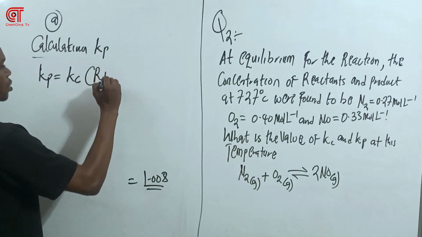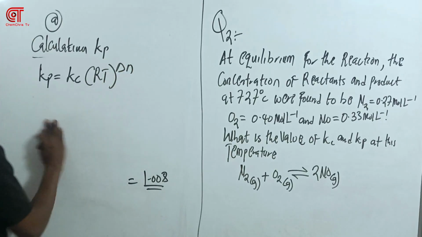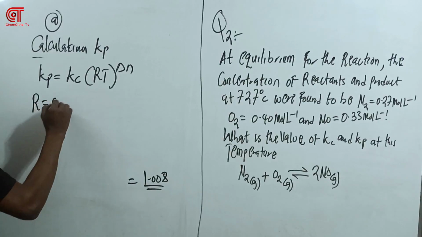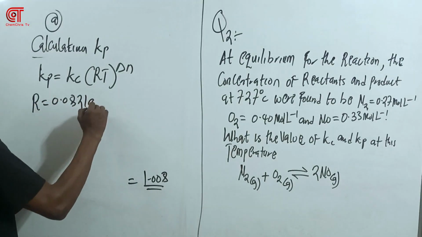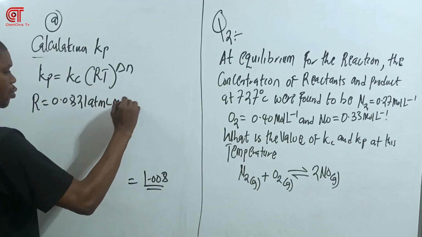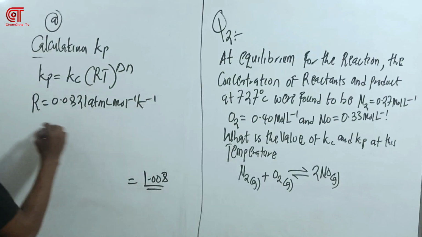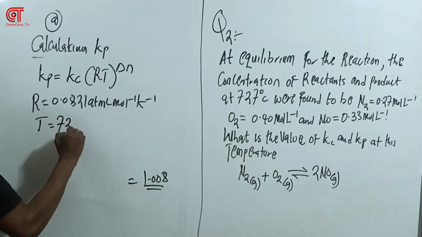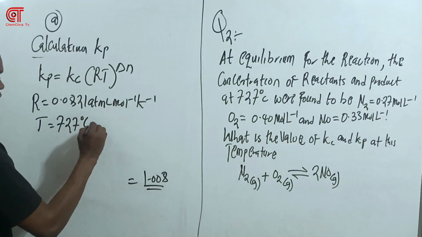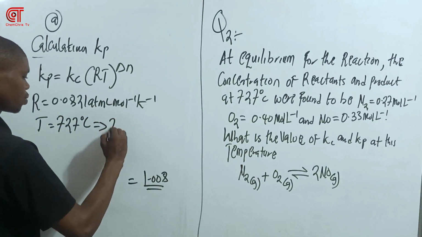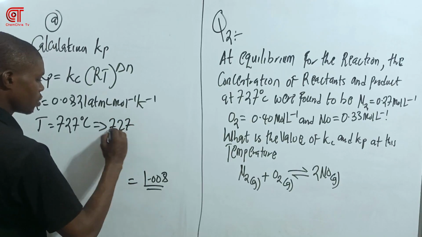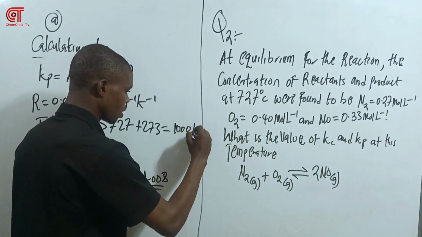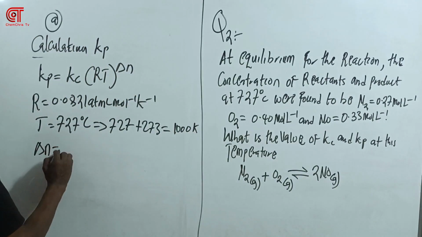Next, the relation between Kp and Kc involves the change in n. My R is equal to 0.0821 liter atm per mole per K. My T is given to me as 727 degrees centigrade, so we have to convert to Kelvin: 727 plus 273 gives 1000 K.